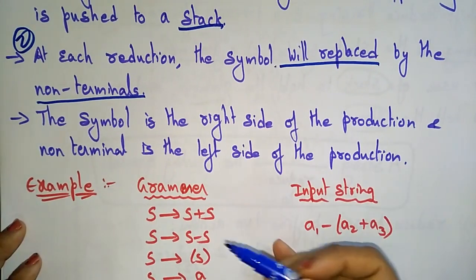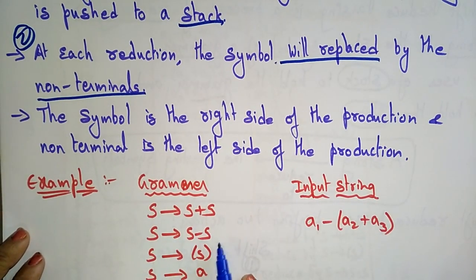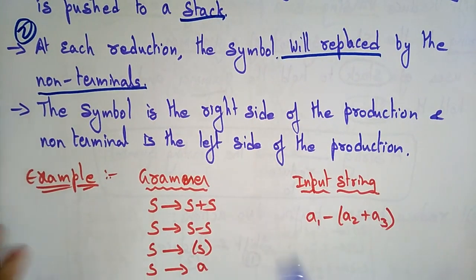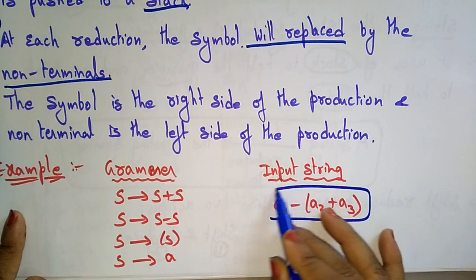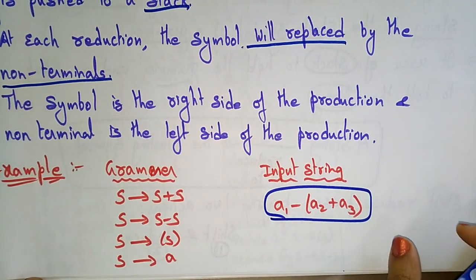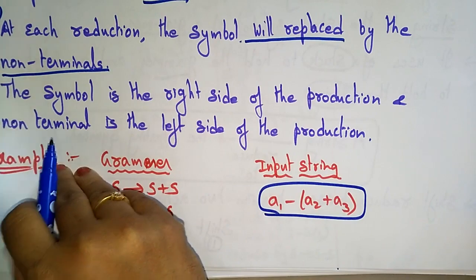Let's take this grammar: S tends to S plus 1, S tends to S minus 1, S tends to S, and S tends to A, a non-terminal. And this is the input string we are taking: A1 minus A2 plus A3. This is an input string. Now try to solve the problem.